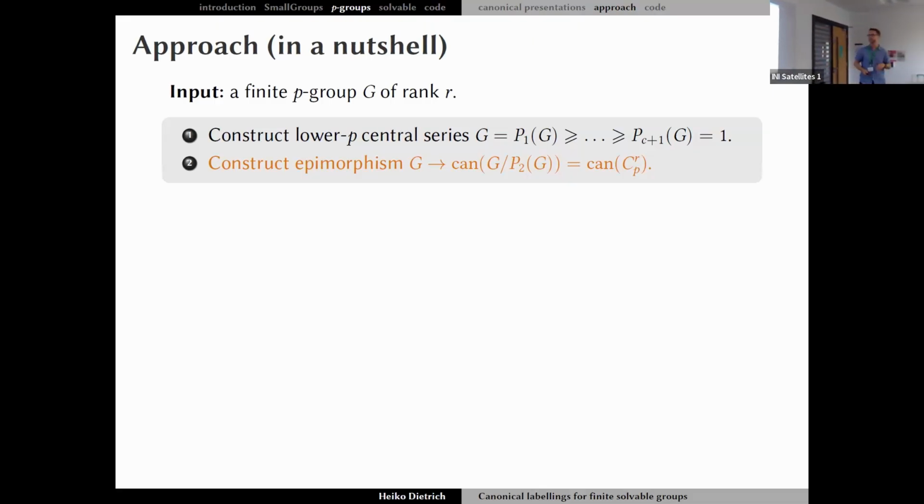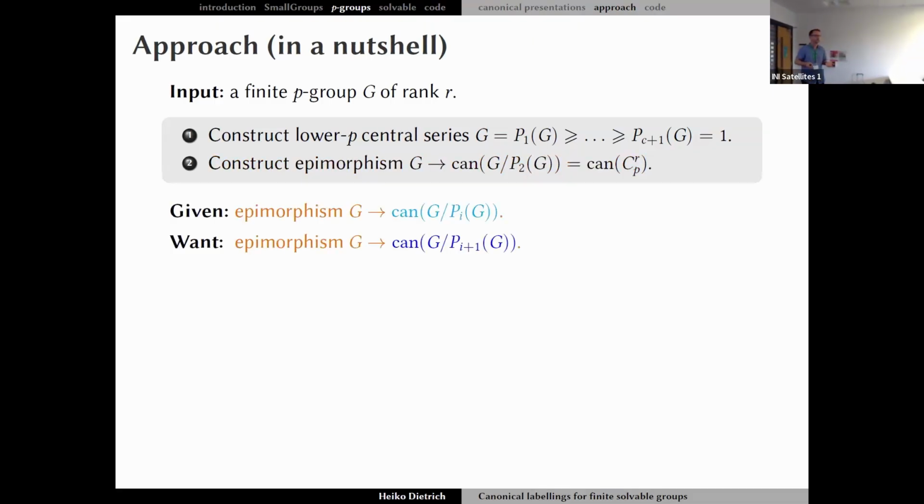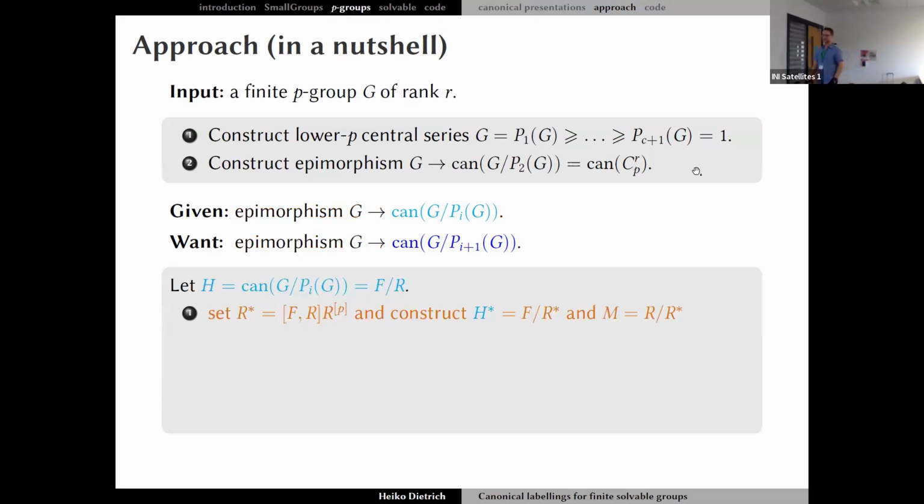So it's very, very efficient. And then we just do this iteratively, right? You have an epimorphism on the quotient modulo P_i, and you want an isomorphism on the canonical form of the quotient of i plus 1. How do you do this?